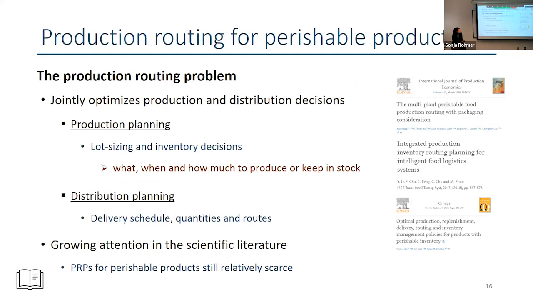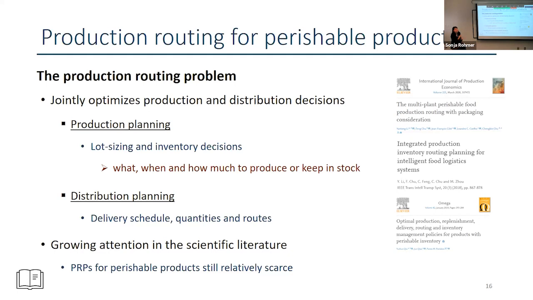So the production routing problem, from a general perspective, jointly optimizes production and distribution decisions. There's a production planning component, so that's lot sizing and inventory decisions that we need to make. What, when, and how much do we produce or keep in stock? Ruff's the expert for that, if you have any questions.